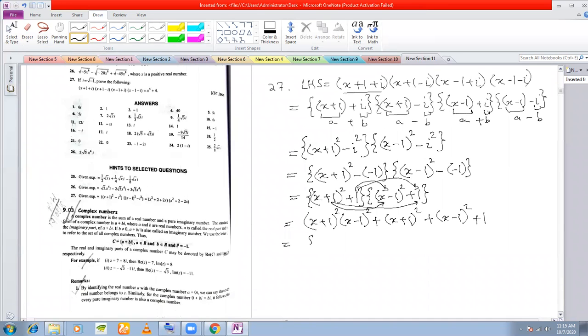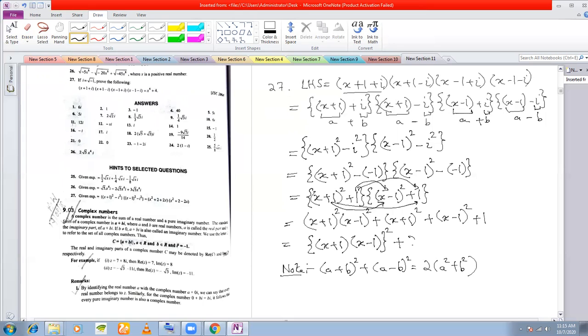Now this one, x plus 1 whole square into x minus 1 whole square, can be written as x plus 1 into x minus 1 whole square, plus this is a plus b plus a minus b whole square. And if you remember the formula, if you don't, then please memorize this, that a plus b whole square plus a minus b whole square is always equal to twice of a square plus b square. Please memorize this formula. Okay, if you memorize, it will give you a lot of advantage in future.